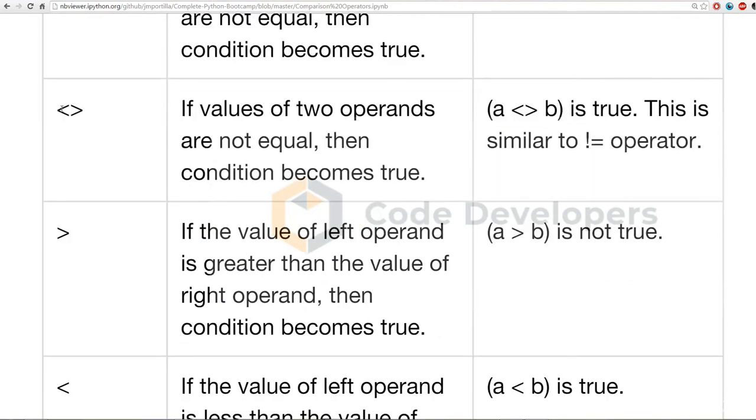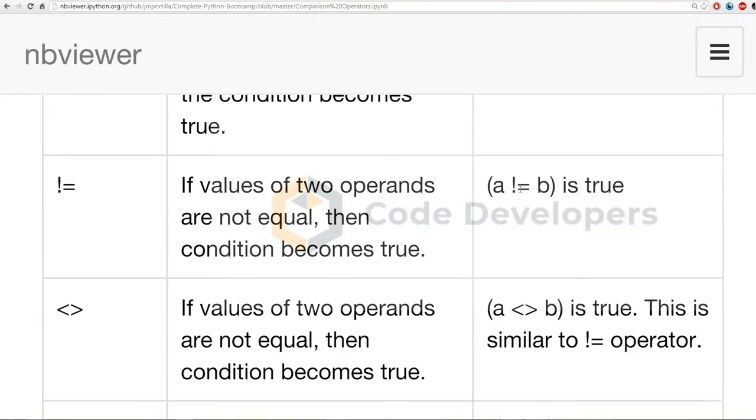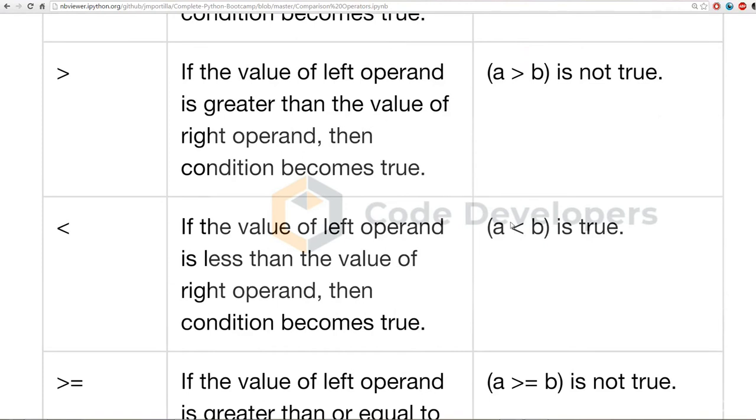Another way to write this is with a less than and a greater than sign back to back. That's the same as this operator right here, but in most cases I would encourage you to use the exclamation mark equals, since that's what most people use. Then, for greater than, less than, and so on, this symbol means greater than, so A greater than B, and similarly you have less than, so A less than B.